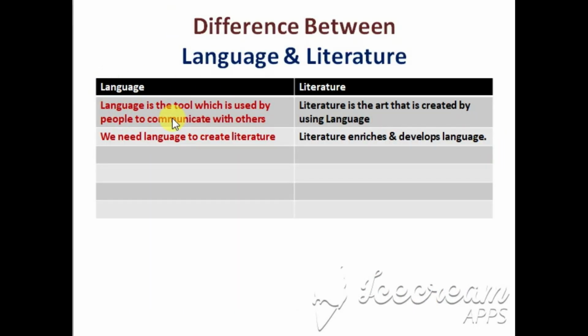In short, language is the tool which is used by people to communicate with others, and literature is the art that is created by using language. We need language to create literature, and literature enriches and develops language. I hope that you have understood the key differences between language and literature.